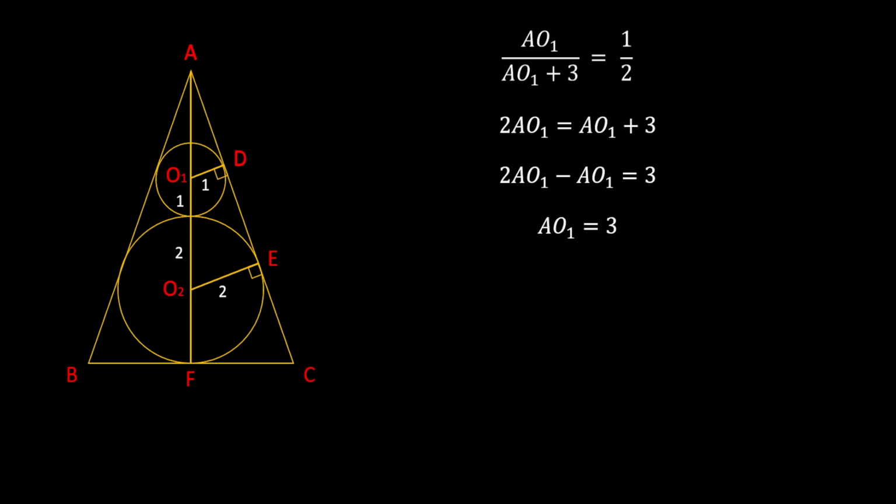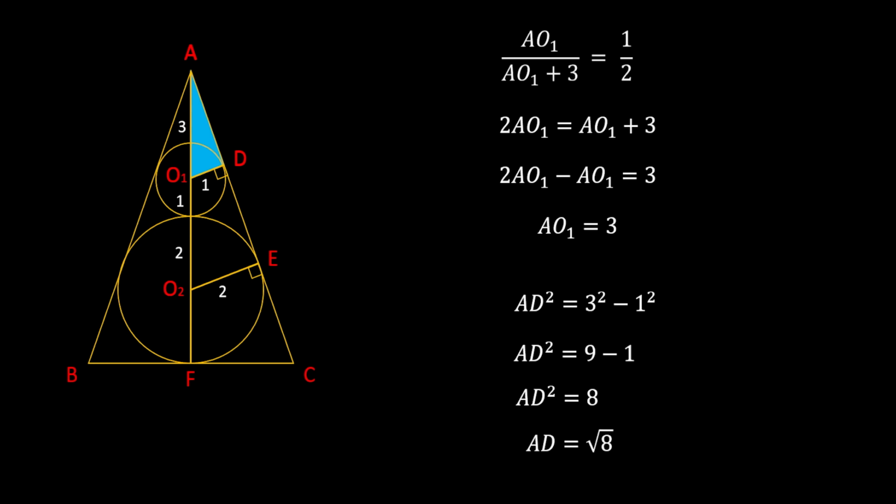Now let's again set our attention to the left, and again let's look at the triangle ADO1. Since we know that the line AO1 is equal to 3, we can easily find the line AD using the Pythagorean theorem. So AD squared must be equal to 3 squared minus 1 squared. That means that AD squared is equal to 9 minus 1, so AD squared is equal to 8, and that means that AD is equal to square root of 8.